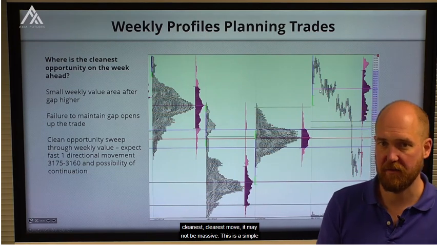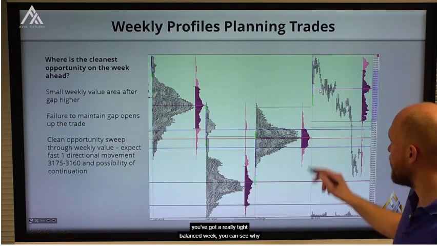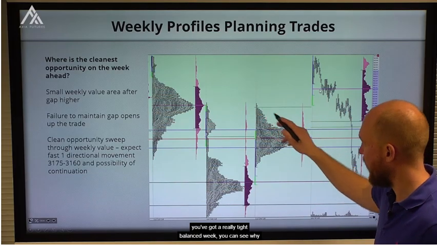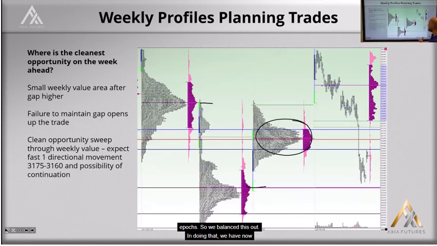It may not be massive. This is a simple example using Euro Stoxx on a weekly. You've got a really tight balanced week. You can see why it's balanced, because you're inside this area of low volume from the previous week and you're basically between two weekly VPOCs. So we balance this out. In doing that, we have now created a situation where you have a very tight range, tight value area. This provides an opportunity for a zip through.